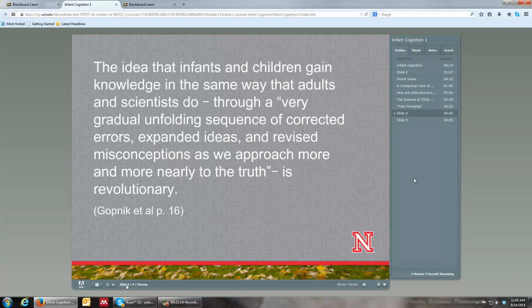I wanted to draw your attention to this quote from The Scientist in the Crib. The idea that infants and children gain knowledge in the same way that adults and scientists do, through a very gradual unfolding sequence of corrected errors, expanded ideas, and revised misconceptions as we approach more and more nearly to the truth, is revolutionary. This is really the way that cognitive scientists understand children's learning processes in contemporary society. Children used to be considered very different from adults in the way that they thought, and now what we're understanding is that children think very much like scientists.